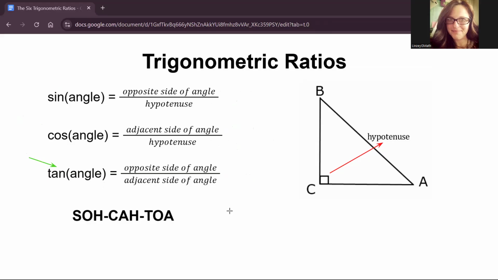A mnemonic device that you can use to remember sine, cosine, and tangent is SOHCAHTOA. Sine, opposite over hypotenuse; cosine, adjacent over hypotenuse; and tangent, opposite over adjacent. Let's take a look at an example.